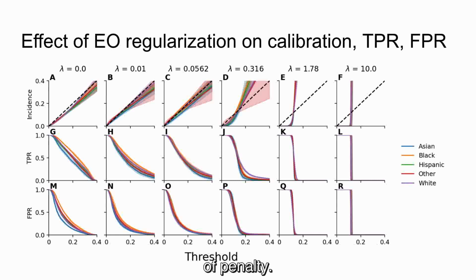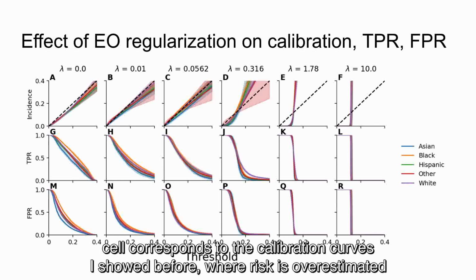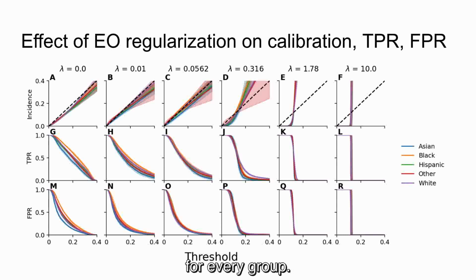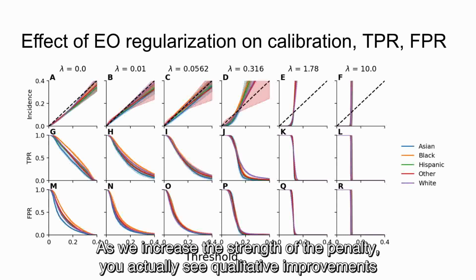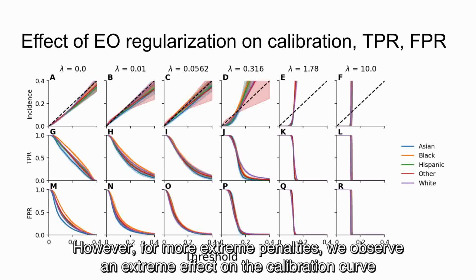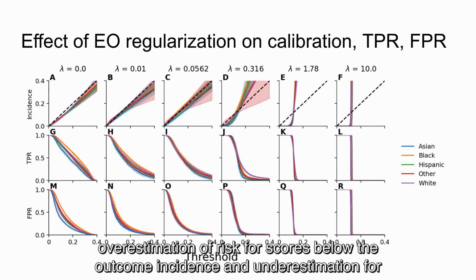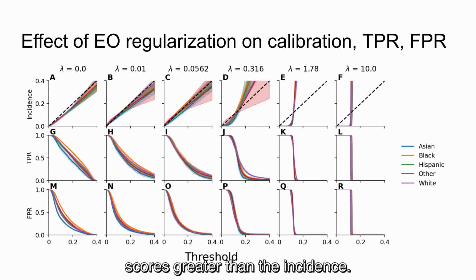Focusing first on the calibration curves in the top row, you can see the top left cell corresponds to the calibration curves I showed before, where risk is overestimated for every group. As we increase the strength of the penalty, you can actually see qualitative improvements in the calibration curve with minor amounts of regularization. However, for more extreme penalties, we observe an extreme effect on the calibration curve, such that the scores output by the model compress into a narrow band, effectively indicating overestimation of risk for scores below the outcome incidence and underestimation for scores greater than the incidence.